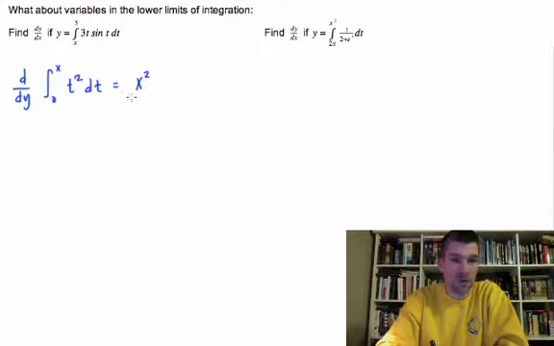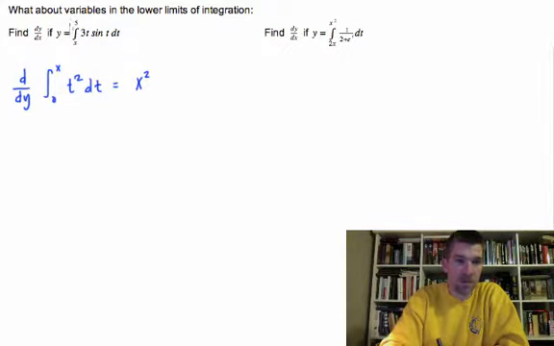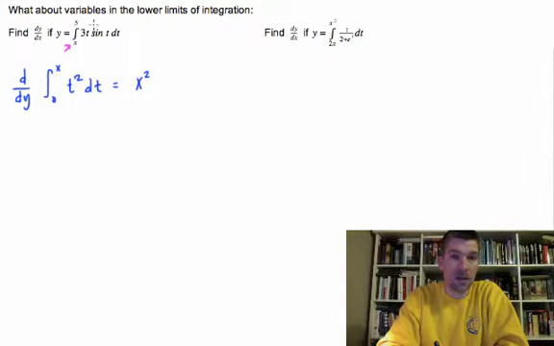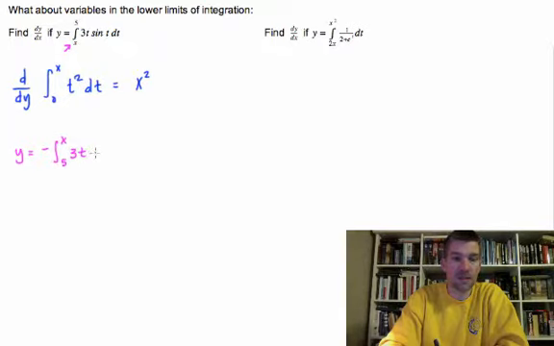Well, if you'll notice right off the bat with this first one, the x is on the bottom and the 5 is on the top. Not a big deal. Remember that one of the things we learned from our properties of integrals is that we can trade around these upper and lower limits of integration. If we trade places, we just put a minus sign in front. So what if we looked at this? y equals negative the integral from 5 to x of 3t sine t dt.